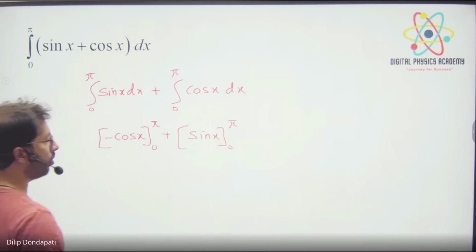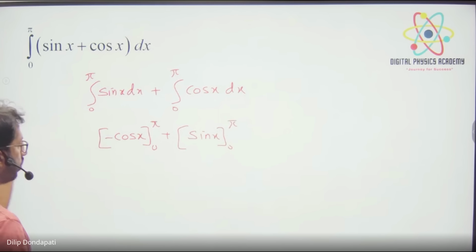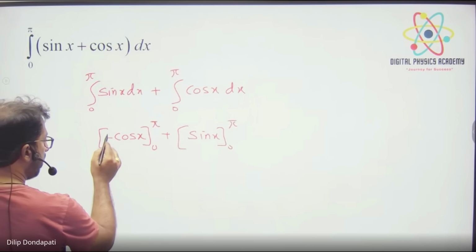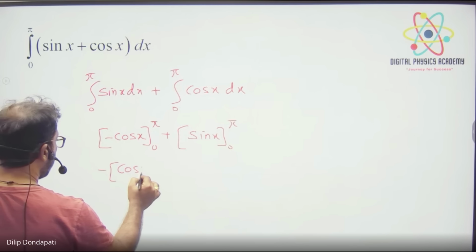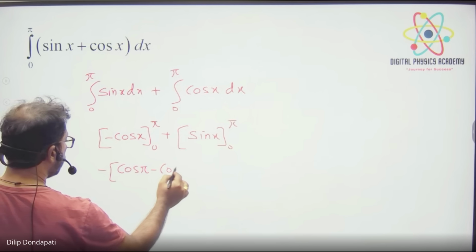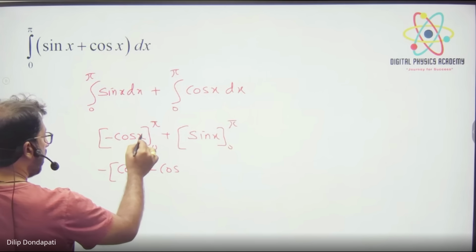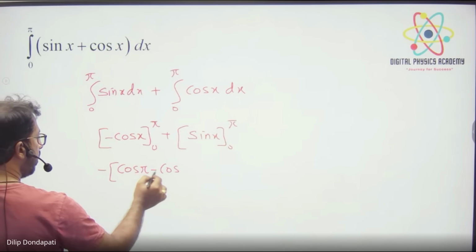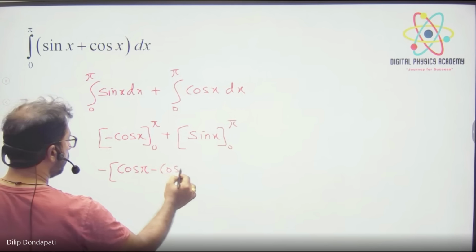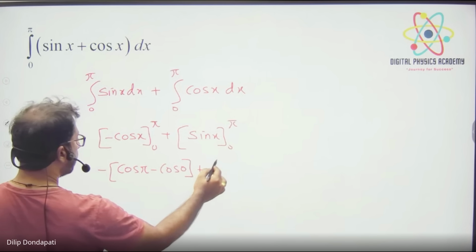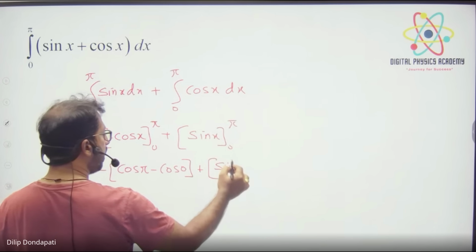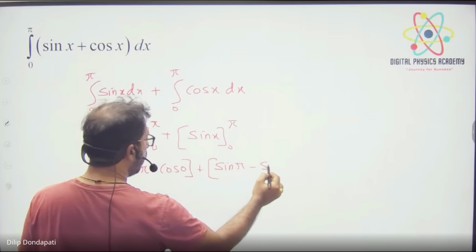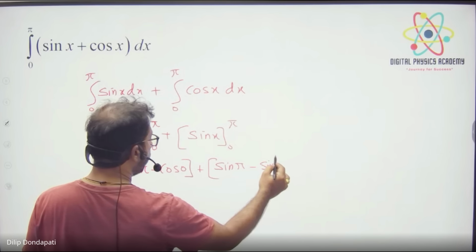Now apply upper limit minus lower limit. Minus is sent outside, but there should not be confusion. Minus should be outside. So cos pi minus cos 0. Upper limit minus lower limit: in place of x substitute pi, minus lower limit, in place of x substitute 0. Plus upper limit: in sin x substitute pi, minus lower limit, 0.